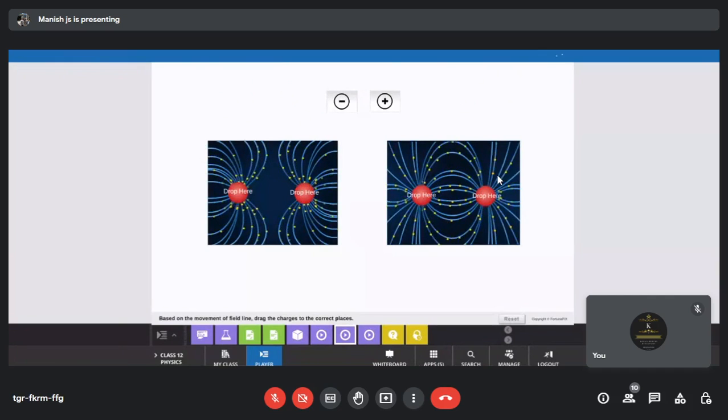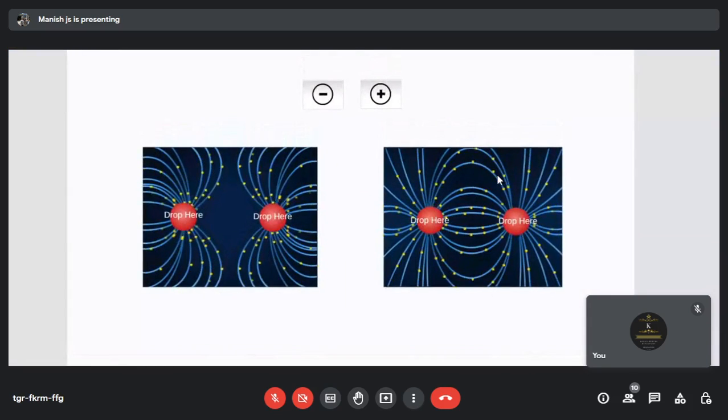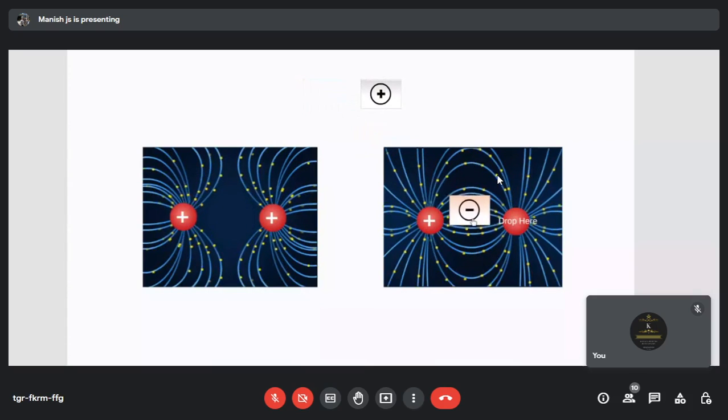For a positive and positive charge orientation, where will you place the negative charge and where will you place the positive charge? We have to decide there. The first diagram is diverging, so what would be the nature of charges for the first diagram? Both will be positive. Excellent. What about the second diagram? First one positive, second one negative. Excellent. So this is a small activity.